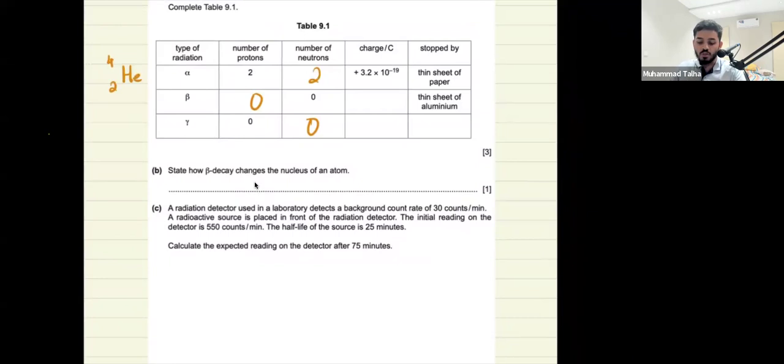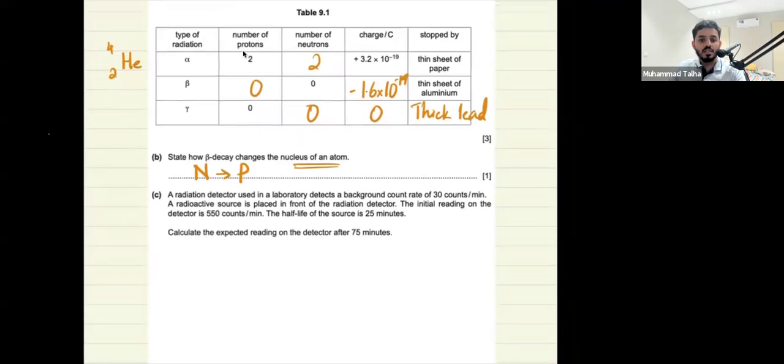The charge on a beta particle would be negative, because it's basically an electron, so that's the charge here. Negative 1.6 times 10 to the negative 19. This is 0. And stopped by a thin sheet of paper, thin sheet of aluminum, and this is by a very thick lead. So just how beta decay changes the nucleus of an atom. We just did this. A neutron turns into a proton, right?